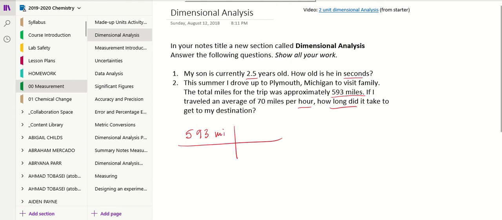Yeah, so what is that? 70 miles per hour. What does that mean? 70 miles is equal to 1 hour. So, you have one step. 70 miles on bottom, 1 hour on top. Miles cancel out miles. You're left with hours. 593 divided by 70 gives your answer in hours. Done.